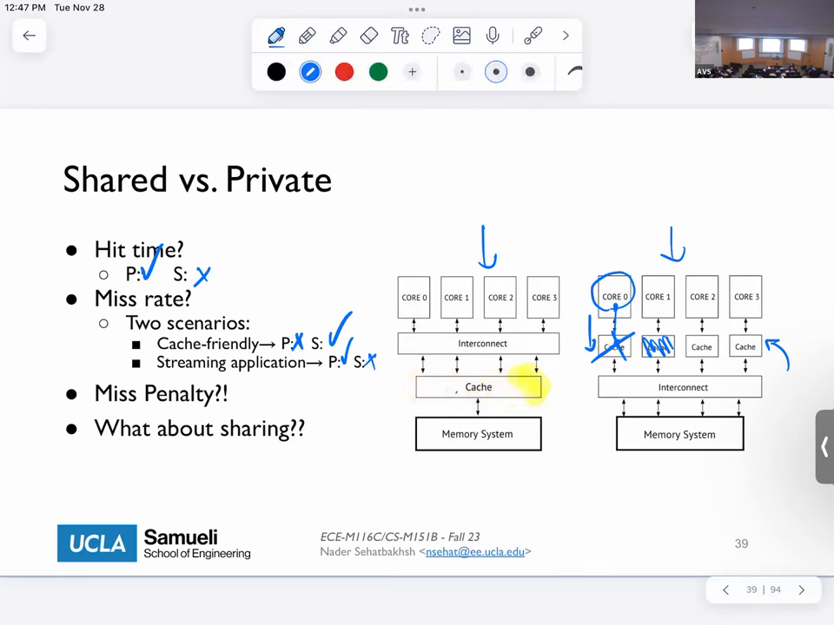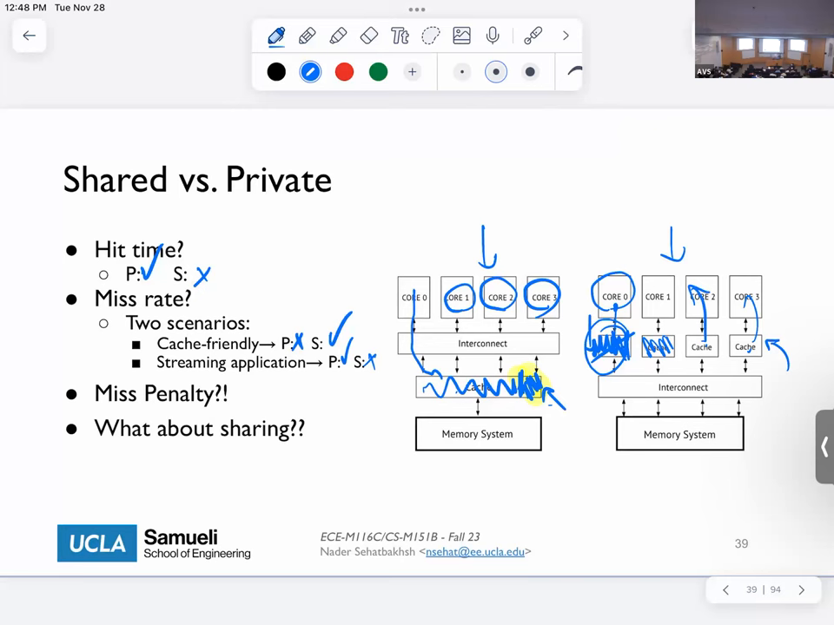Okay, so for example, if this core is hugging the entire cache and maybe just leaves this tiny part for the others, then the other ones, even if they are friendly applications, have very, very limited space. Versus in this private one, if core zero is hugging its cache, it can only ruin this part. It can only pollute this part. These other parts are still reserved for these other cores, okay?